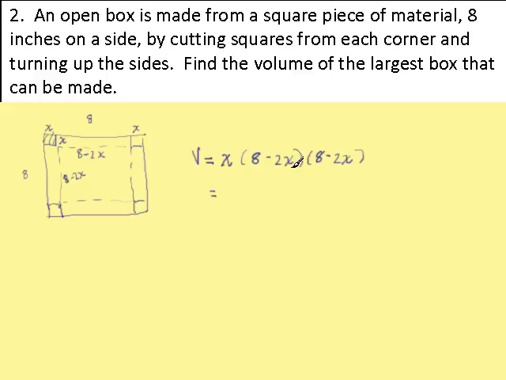From the first factor, we can pull out a 2, and from the second factor, we can pull out a 2. So we're pulling out a 4. And divide each expression by 2 once, and we have 4 minus x, and once again, 4 minus x.